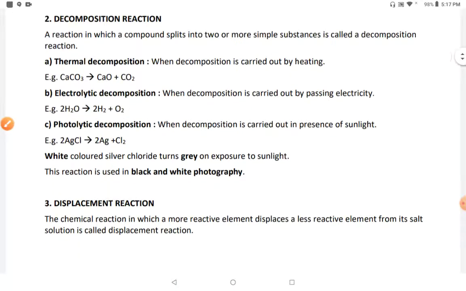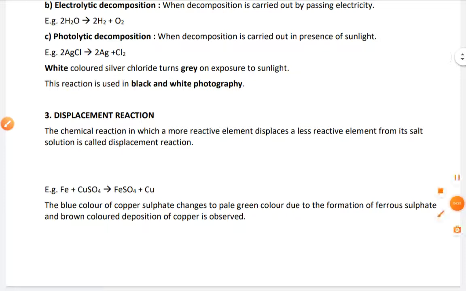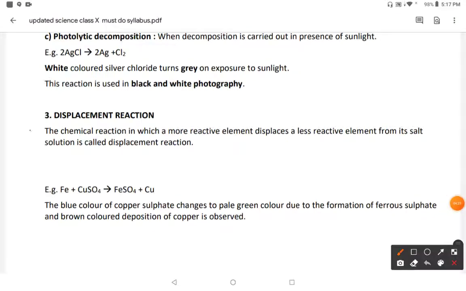Now the next reaction is displacement reaction. As the name suggests, it is a chemical reaction in which a more reactive element displaces a less reactive element from its salt. For example, here iron is more reactive than copper, and copper is present in its salt solution, copper sulfate. Iron displaces copper from it and makes the compound ferrous sulfate, and copper is separated from the copper sulfate solution because iron is more reactive than copper.